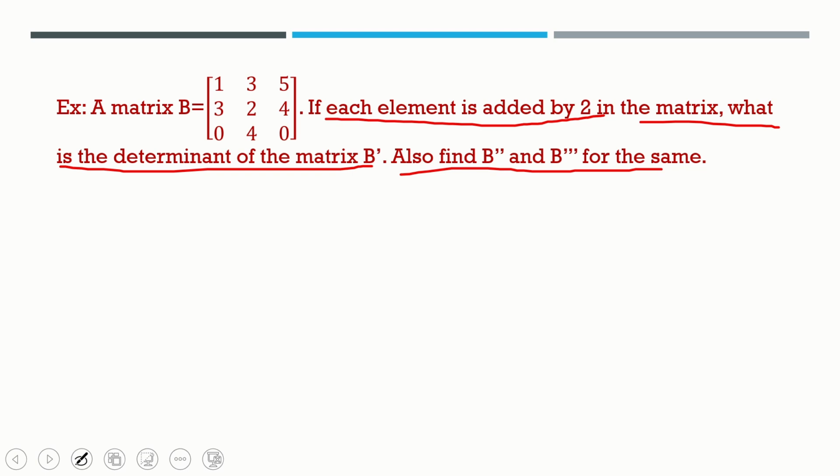So what is the purpose of this example? Whatever formula I have taught you, you can relate to this example, that this formula is actually applicable for this purpose. So let us try to solve this. So this is the matrix B. Okay, so I'm starting the solution: I will add 2 to each element of the matrix and make a new matrix B dash.